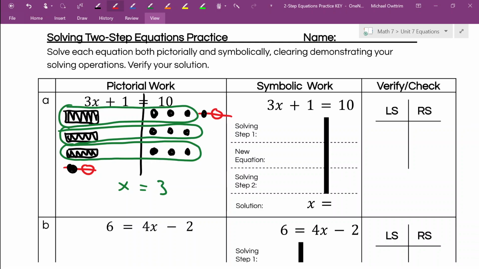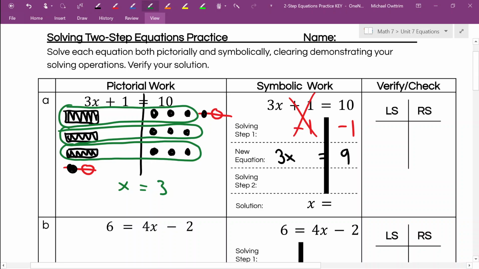In terms of my symbolic work, I'm going to look at my x first off. Okay, my x is currently being added to by 1. To undo that, I need to subtract 1 from both sides. 1 take away 1 goes away, leaving us with 3x on the left side. And 10 take away 1 is 9 on the right side.